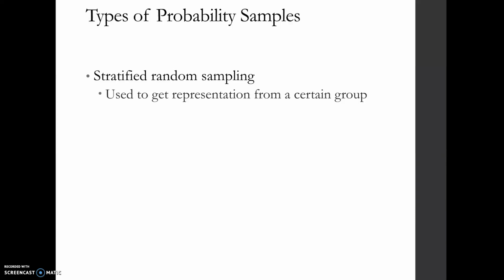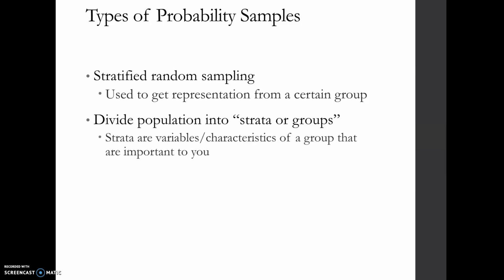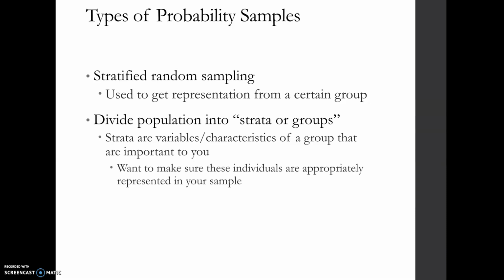The other type of probability sample, more complicated than systematic sampling, is called stratified random sampling. It's used to get a representation from a certain group. You divide the population into strata or groups. Strata are usually variables or characteristics of a group that are important to you. You want to make sure that those individuals are properly represented in your sample.